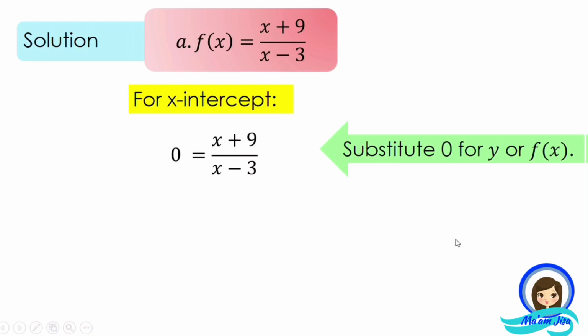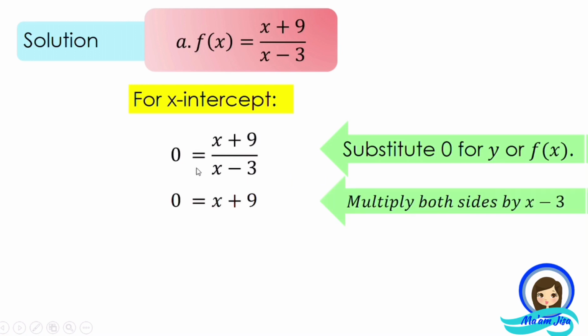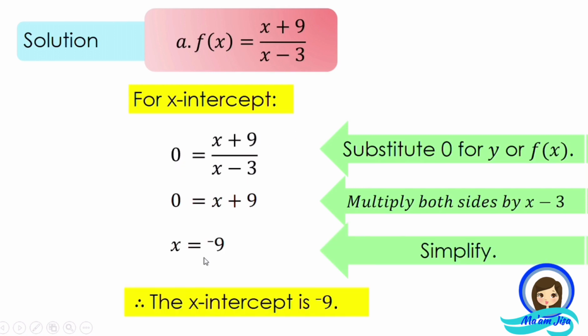For x-intercept, first we substitute 0 for y or f of x and then we solve for x. Next step is to multiply both sides by x minus 3 since x minus 3 is the least common denominator or LCD. Remember the rules in solving rational equations. Simplifying, we have x equals -9. Therefore, the x-intercept is -9.